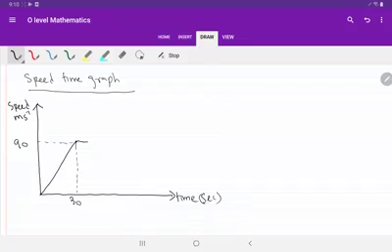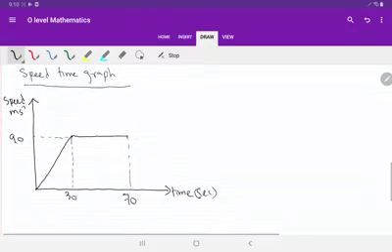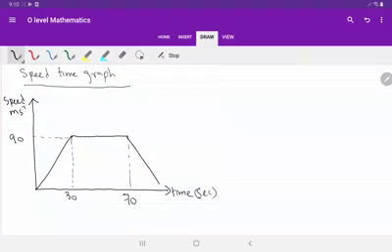It then traveled at this constant speed for the next 40 seconds. So 30 plus 40 is 70. And then it applied brakes to come to rest in the next 20 seconds. So this will be 90.